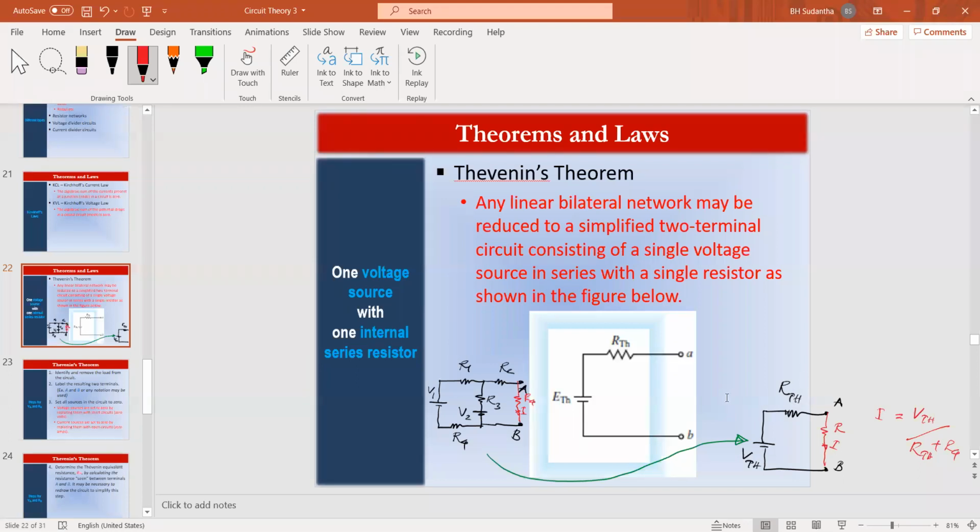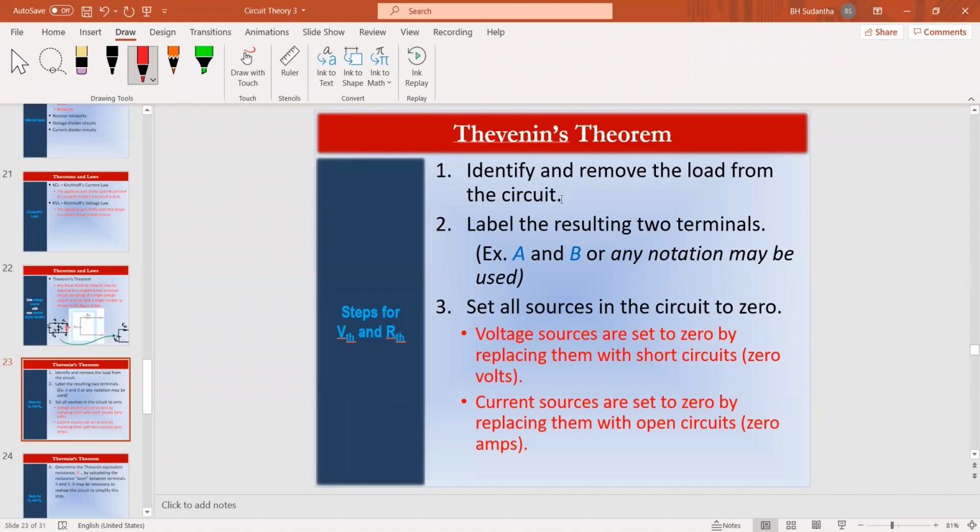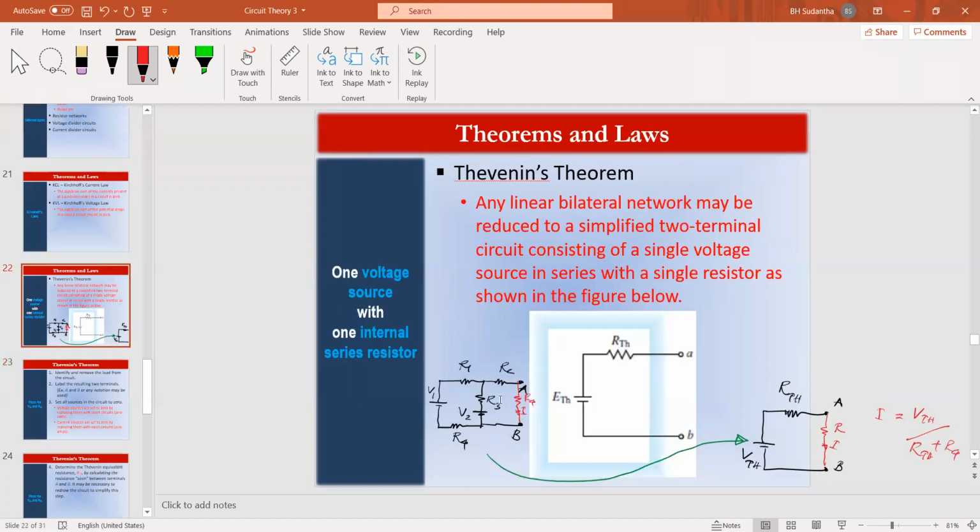The next two slides show us how we can reduce this one to a single resistor and a single voltage source. Okay. First thing, identify and remove the load. Identify and remove the load from the circuit. Label the result in two terminals A and B, like I did in the previous one. Here, this one AB.